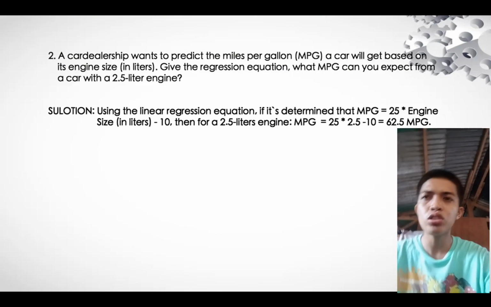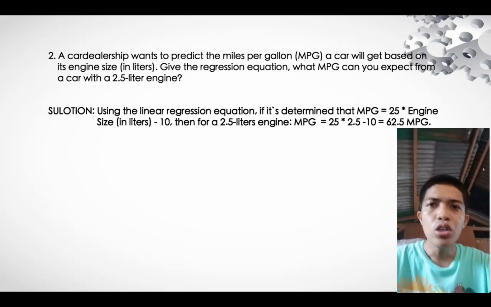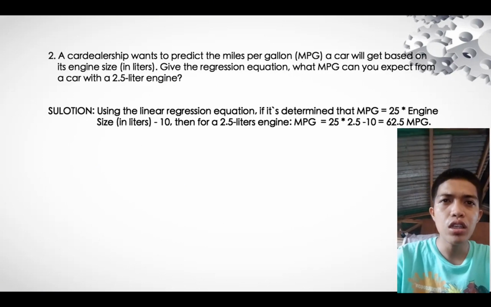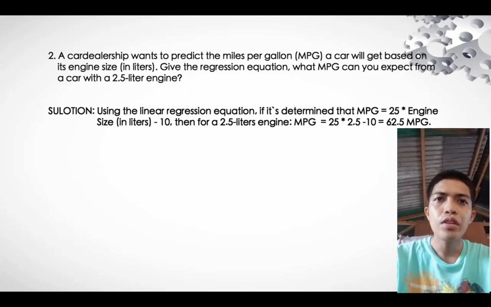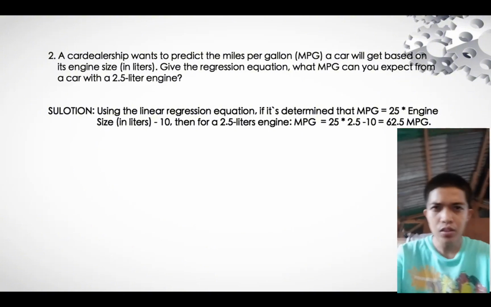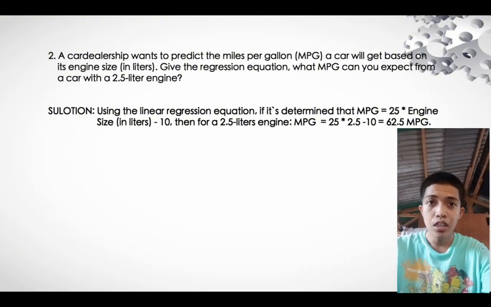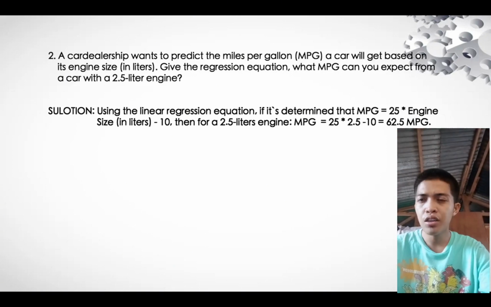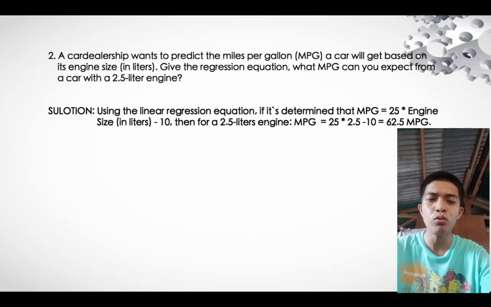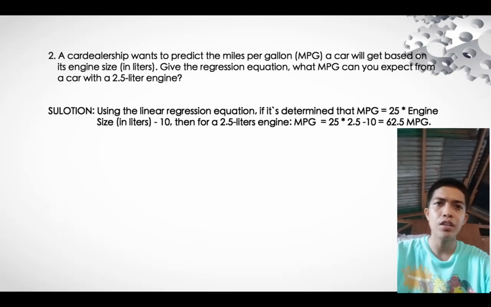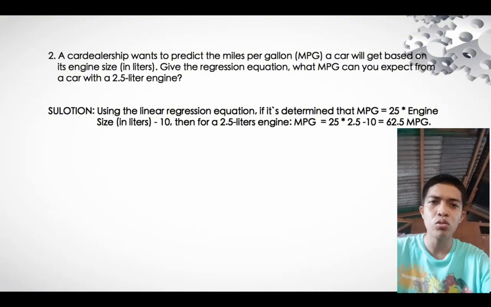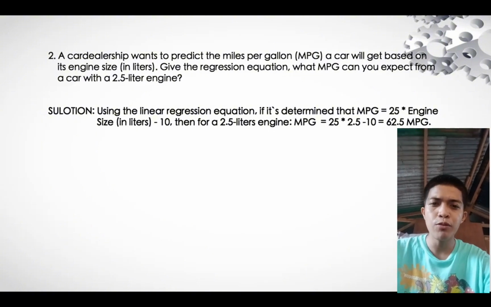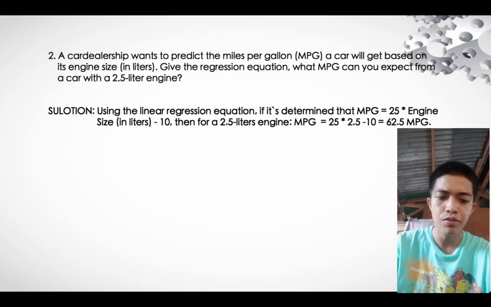This is the solution of number two. Use the linear regression equation. If it's determined that MPG is equal to 25 times engine size in liters minus 10, then for a 2.5 liter engine, MPG is equal to 25 times 2.5 minus 10, which is equal to 52.5 MPG.